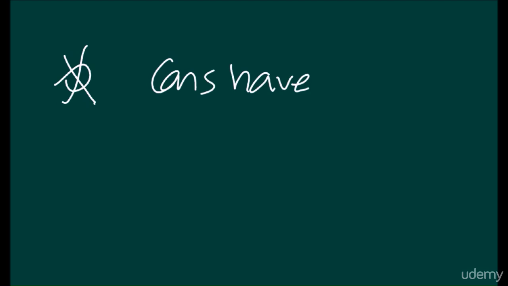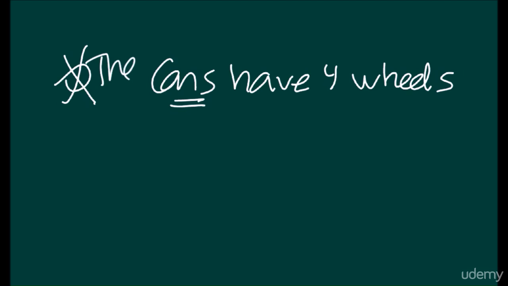We use nothing when we talk about things in general. For example, cars have 4 wheels. We are saying that all cars have 4 wheels. We don't say the cars have 4 wheels.